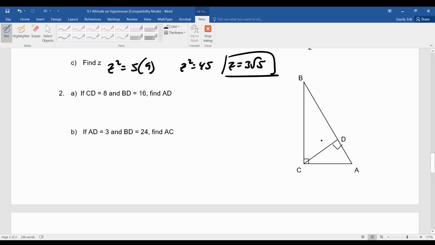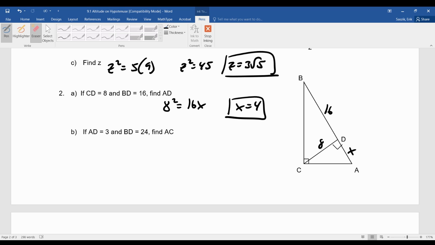Watch this. CD is 8. That's the altitude. BD is 16. Find AD. So 8 squared equals 16x. So x clearly equals 4.